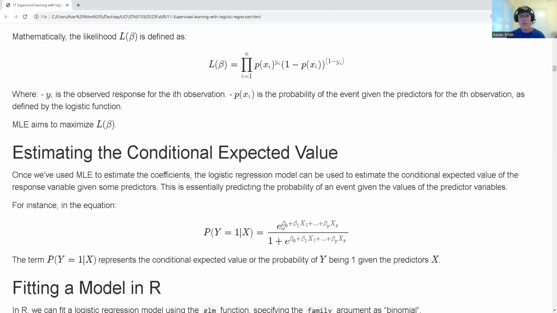Now, what if the linear combination is equal to 0 itself? Well, then e to the power of 0 is 1. So the top is 1. On the bottom, this is 1, and 1 plus 1 is 2. So this is equal to a half. So when the linear combination is equal to 0, my probability is 1/2.